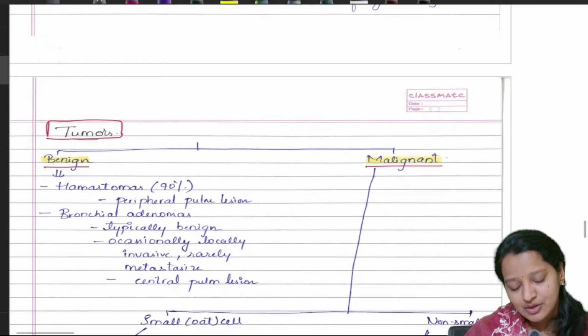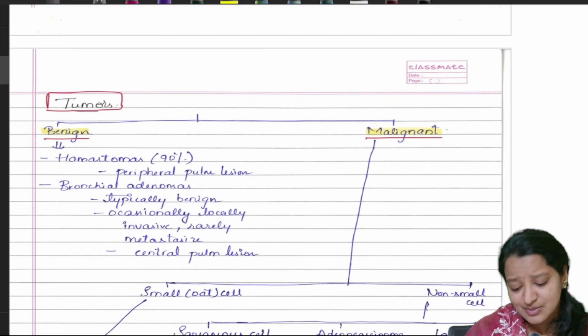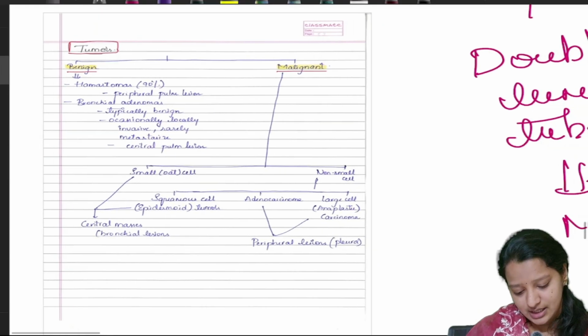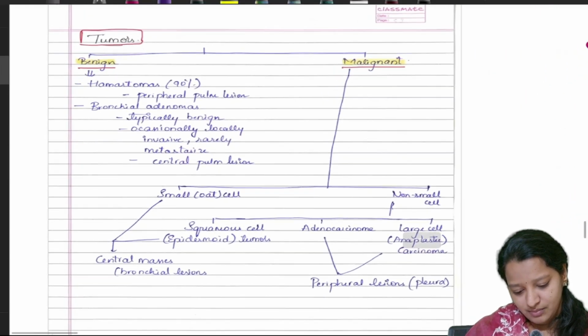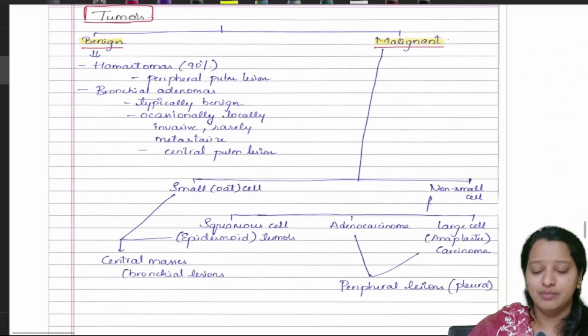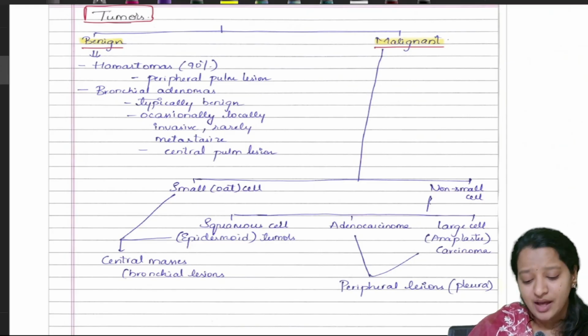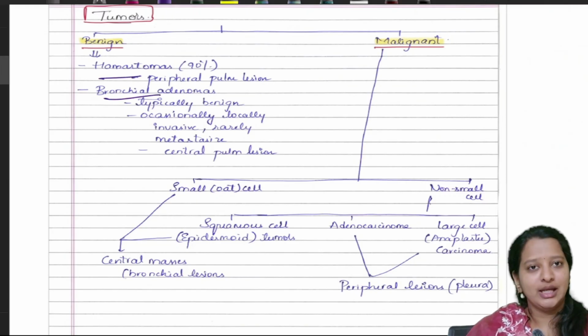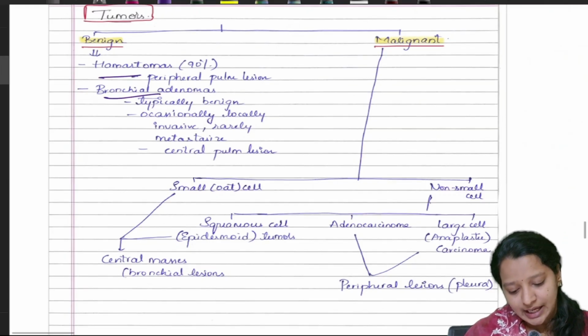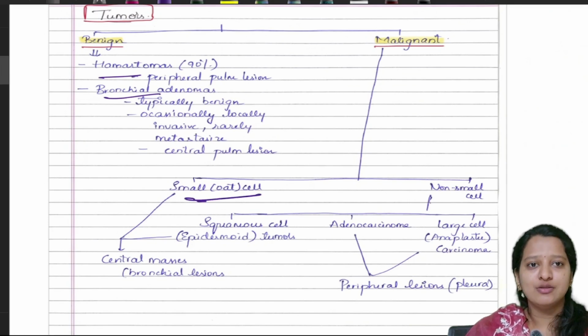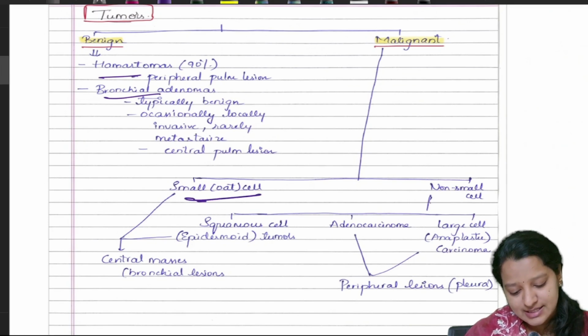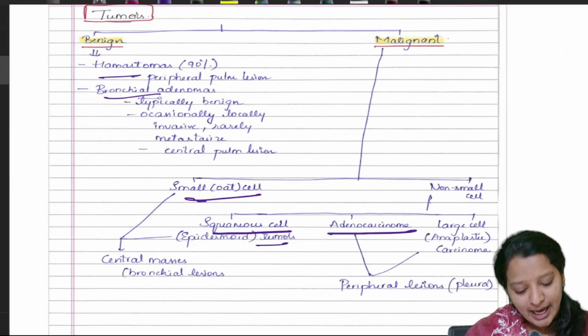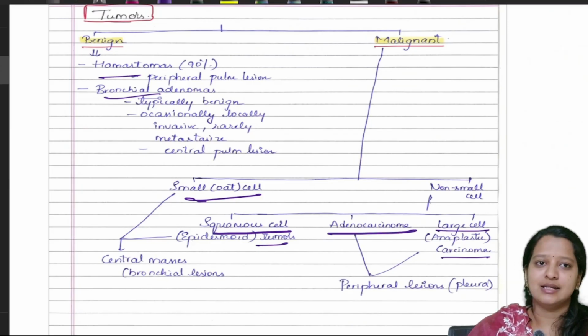Coming to the second, which is tumors. Again, you can take this screenshot, because this is just to remember on a gross. Tumors are of two types, benign and malignant. In the lung, benign include hamartomas and bronchial adenomas, whereas malignant types include small cell and non-small cell. Non-small cell is divided into squamous cell tumors, adenocarcinoma, and large cell carcinomas.